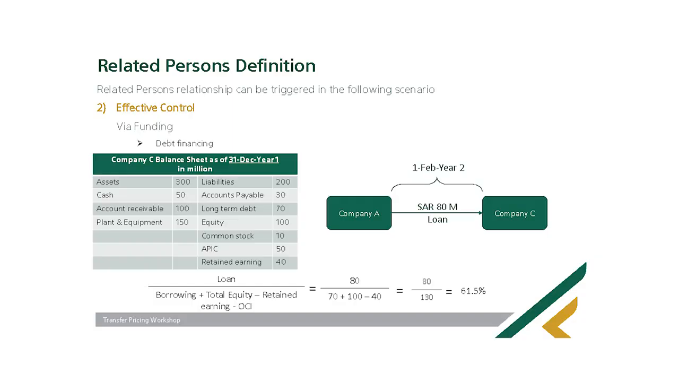So in this example, we take the total borrowing, which is 70, the long-term debt, as you see here in the balance sheet. We add to it the total equity, which is 100. We take out the retained earnings and OCI, other comprehensive income, if there are any. And then we get 130, which is the total borrowing before we get the 80. So before we get the 80, we have 130. If we divide 80 by 130, that's 61%. So it's more than 50%. This is a flag that effective control could be triggered.